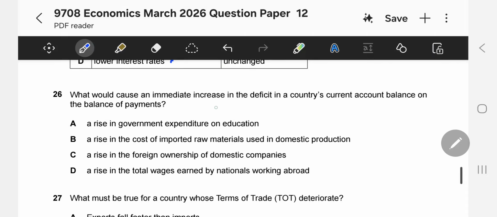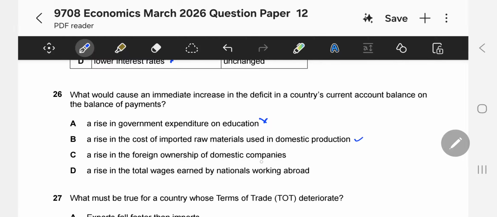26. What would cause an immediate increase in the deficit in a country's current account balance on the balance of payments? This is something to do with exports and imports. So government expenditure on education, probably not. A rise in the cost of imported raw materials used in domestic production. This one would definitely cause something like that. So this one could be true.